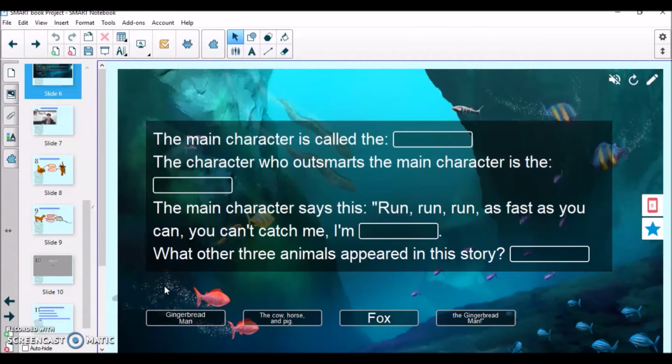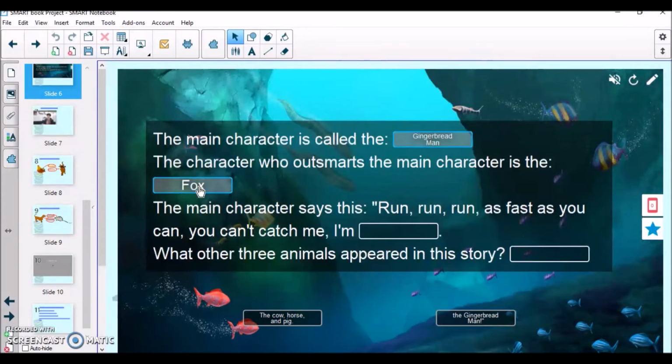Okay, class, so now we're going to do a fill in the blank activity, and the first one says the main character is called the Connor. What do you think? The gingerbread man? Let's see. Okay, we'll put it there. The character who outsmarts the main character is the Julia. You say Fox. Okay. The character says this. The main character says this. Run, run, run as fast as you can. You can't catch me. I'm Robert. The gingerbread man.